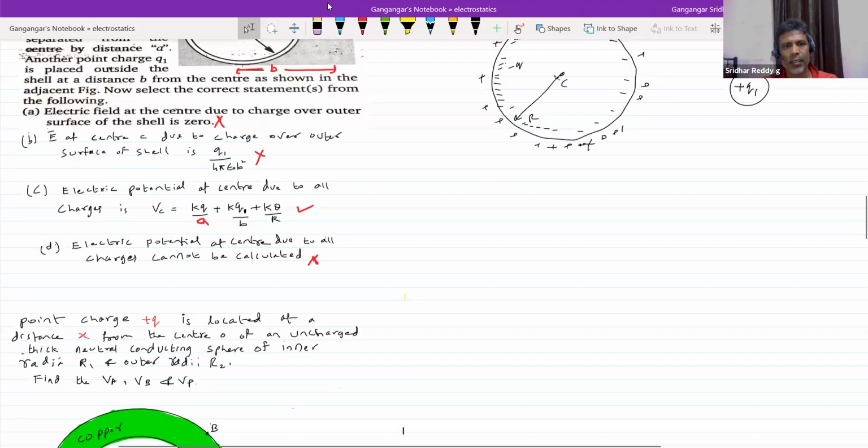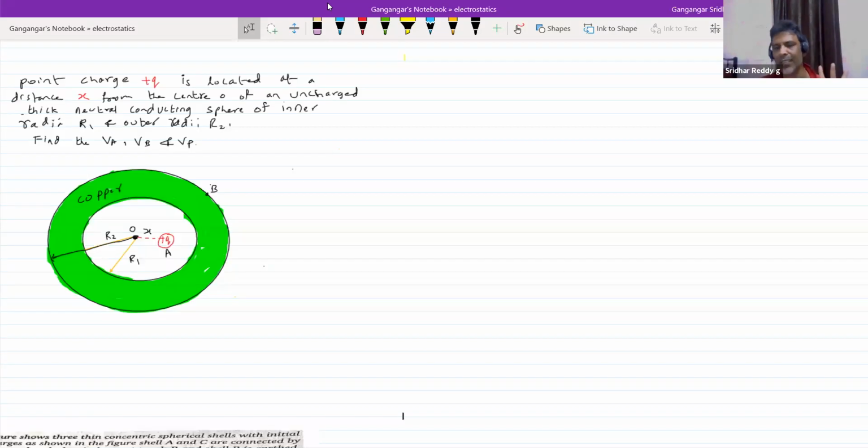Next, again, this is something they can ask in the exam, as it is. I just picked it up. A point charge plus Q is located at a distance X from the center O of an uncharged thick neutral conducting shell. So just make an observation. Shell of inner radius R1 and outer radius R2. Find VA, VB, and VP. It is asking to calculate the potential at points A, B, and the potential at point P. Point P is here.